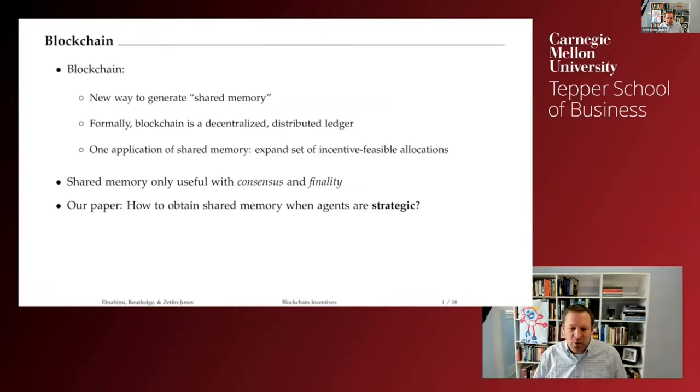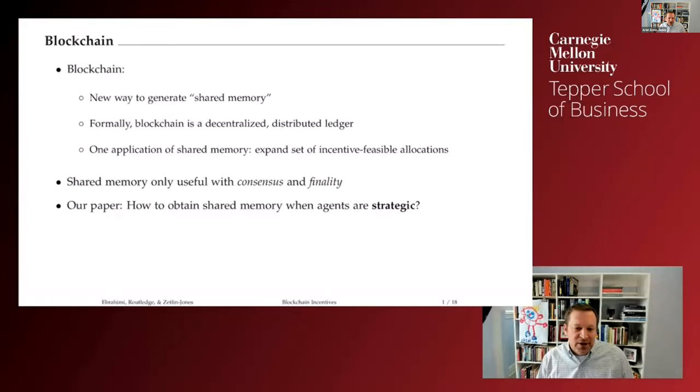At its core, it's a bit like moving backwards for monetary economists. Blockchain is a new way to generate a shared memory, okay? It's a memory shared across a disparate set of individuals who may or may not trust each other. Formally, as David Andolfatto likes to tweet sometimes when he wants to rile up Bitcoin enthusiasts, it's a spreadsheet. It's a little more than a spreadsheet. It's a decentralized distributed ledger. So what does that mean? Let's start at the end.